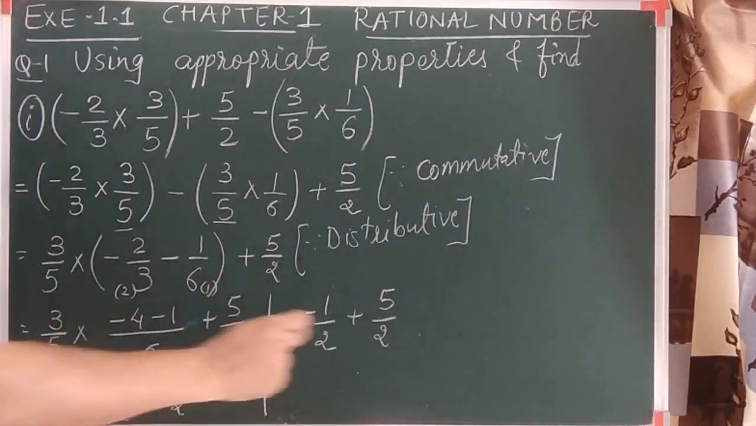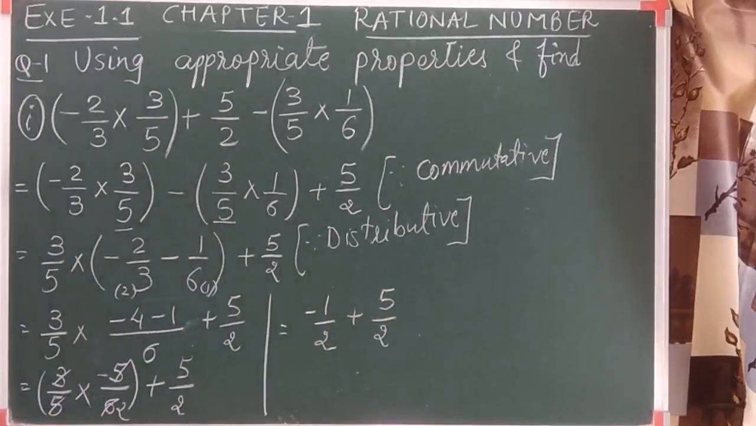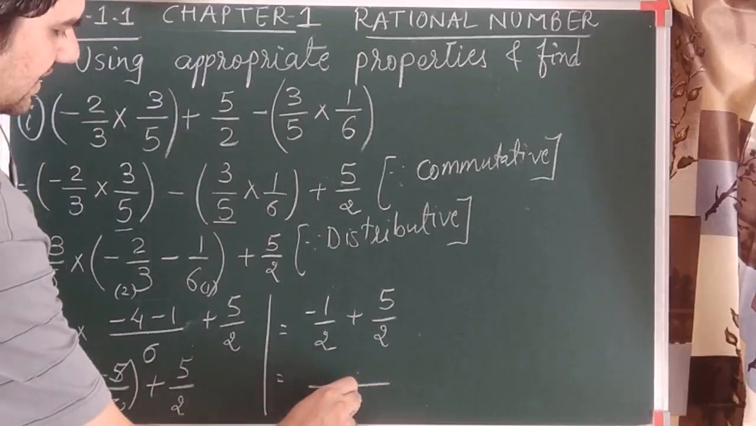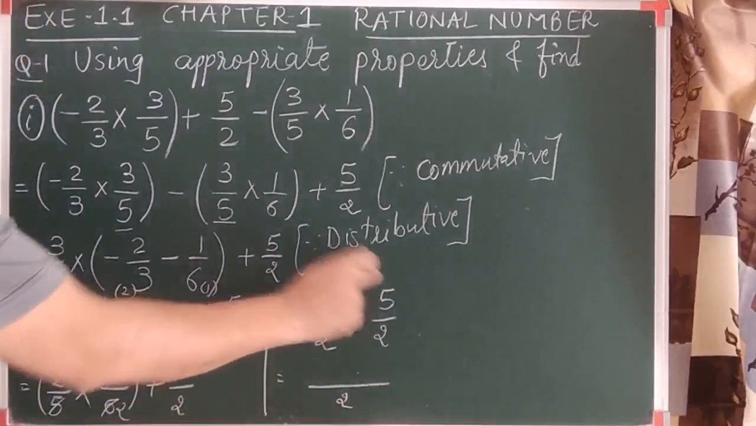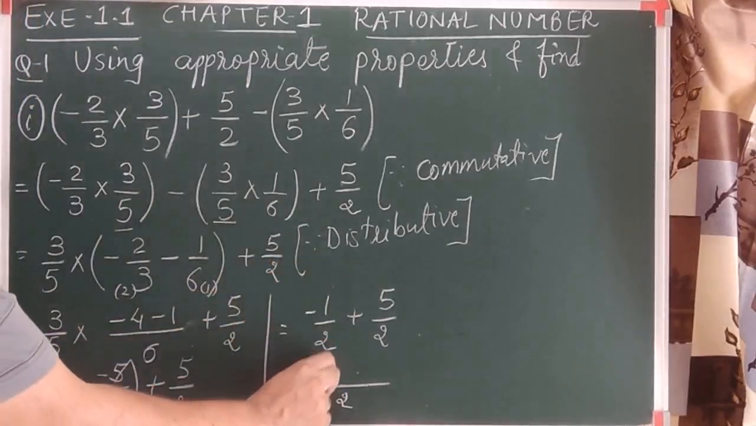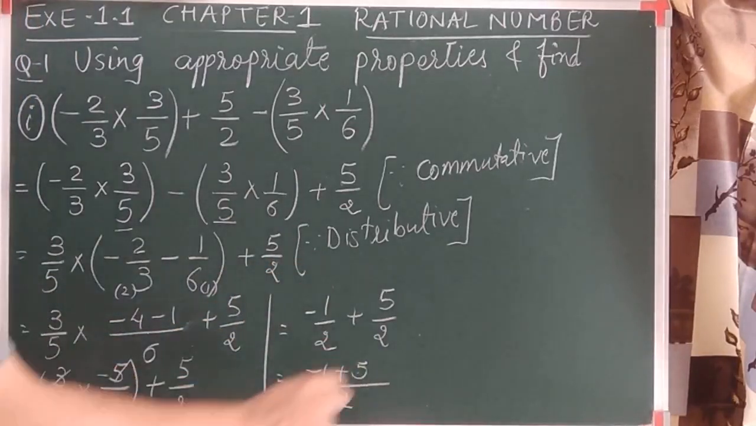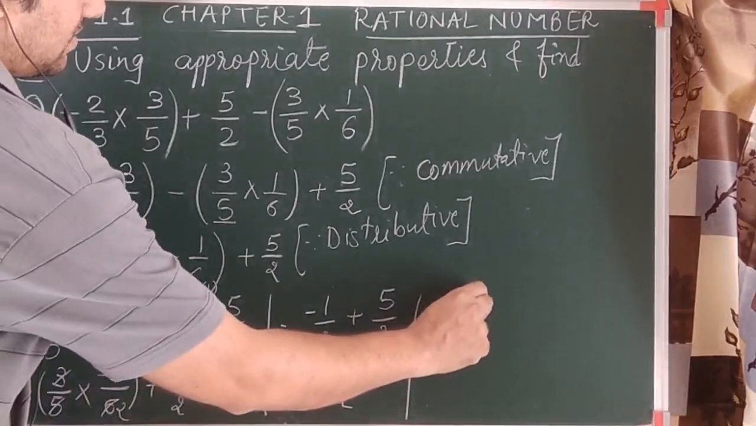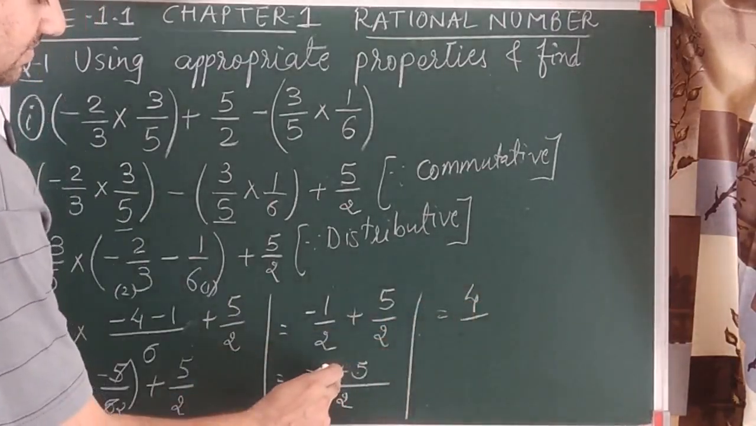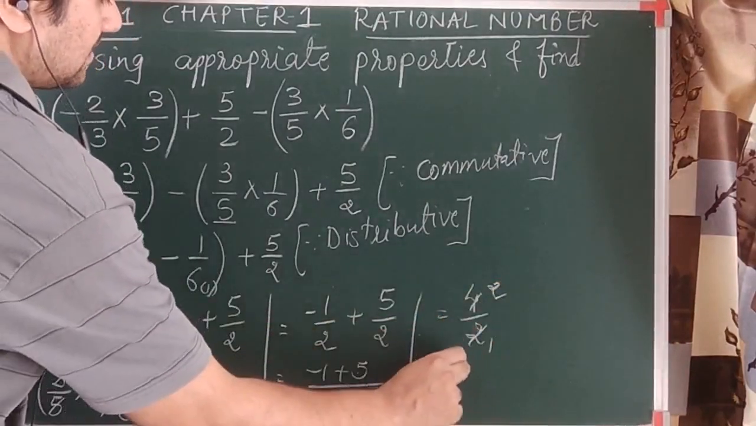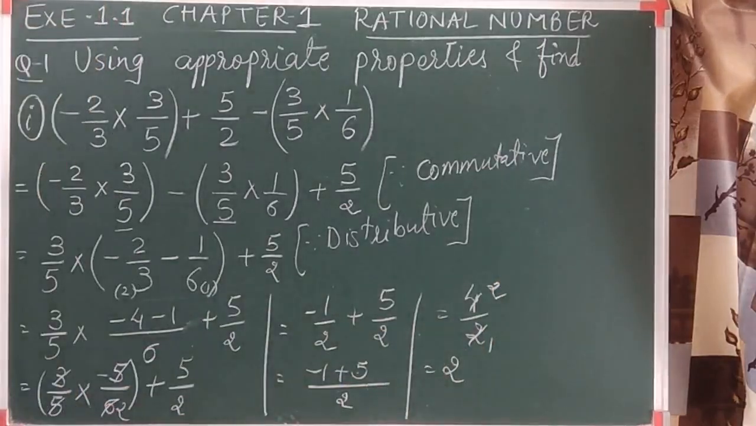Now you can see that both the terms have the same denominator. They are called like fractions. So whenever it is like fractions, we directly do the addition or subtraction of the numerators. The numerator is minus 1 plus 5. Plus and minus, minus, take the sign of the bigger term. 5 is the bigger term, and 2 ones are 2, 2 twos are 4. So the answer comes 2. This is how we simplify. Got it? Good.